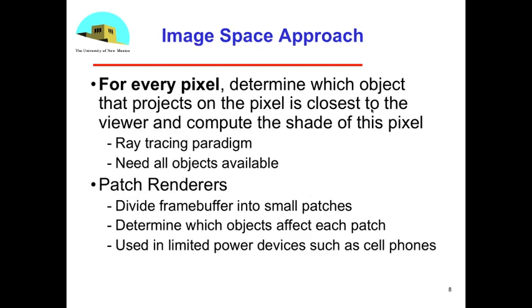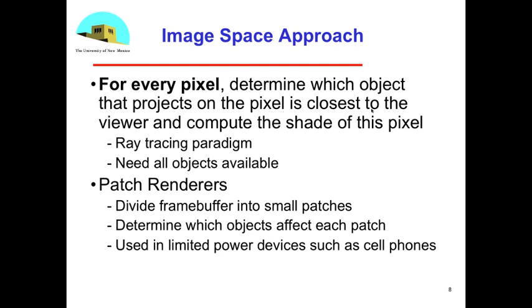Now if you look at the image space approach, it says the outer loop is over pixels. So for every pixel, I have to determine which object projects on that pixel and which one is closest to the viewer if they're opaque objects. The obvious one that fills that is a ray tracer, where you trace a ray through every pixel, see how that ray intersects with all the objects, and if they're opaque, you pick the intersection that's closest to the viewer.